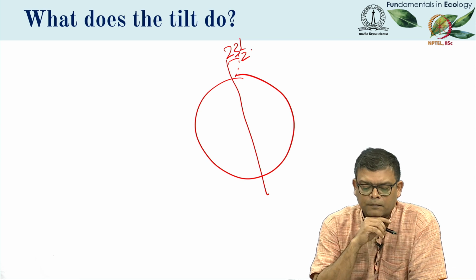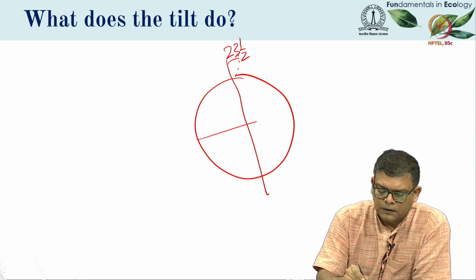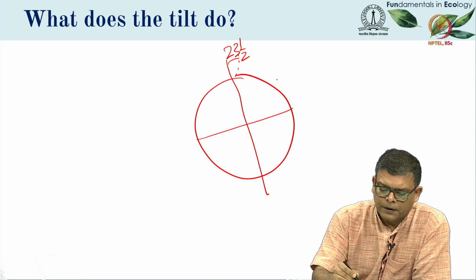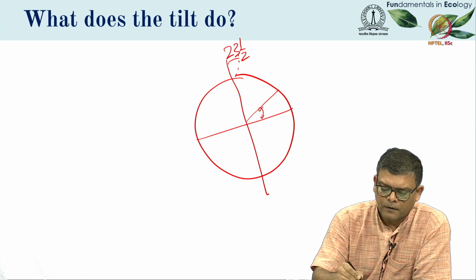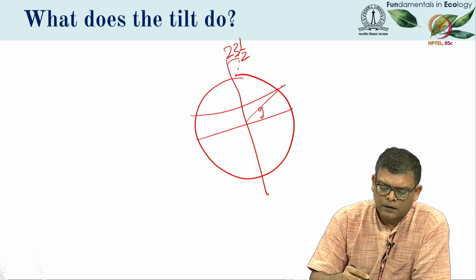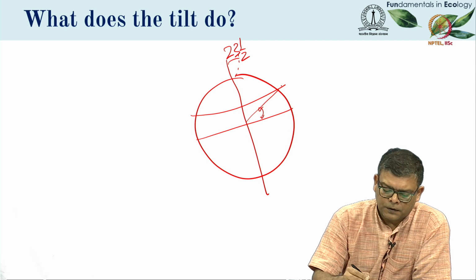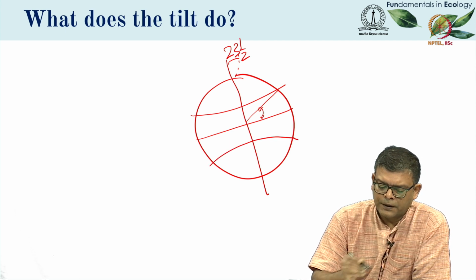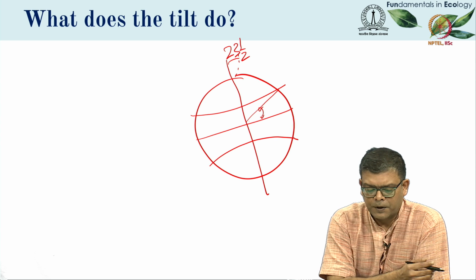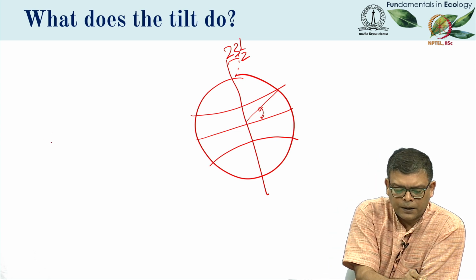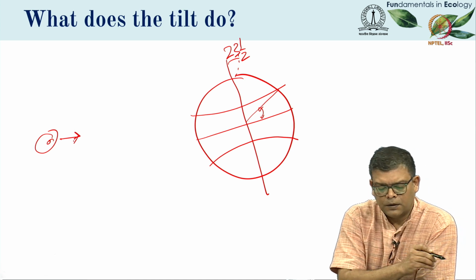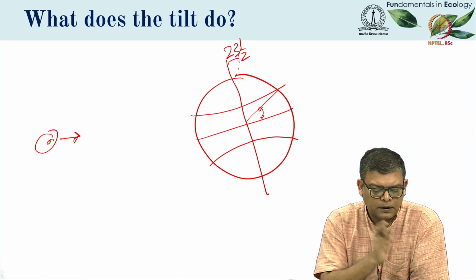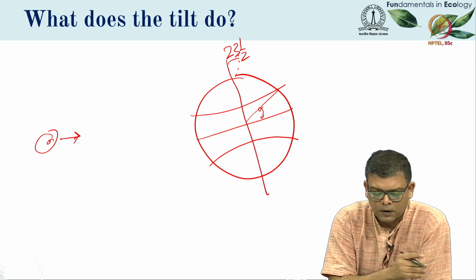It's tilted currently at 23.5 degrees. This is the equator, and if I go 23.5 degrees this way, I can draw another line on the northern hemisphere, which is the Tropic of Cancer, and a similar line here, which is called the Tropic of Capricorn. Now we have the sun somewhere here, which is releasing radiation towards us. We are at the surface of the Earth, and this incoming radiation is coming towards us.